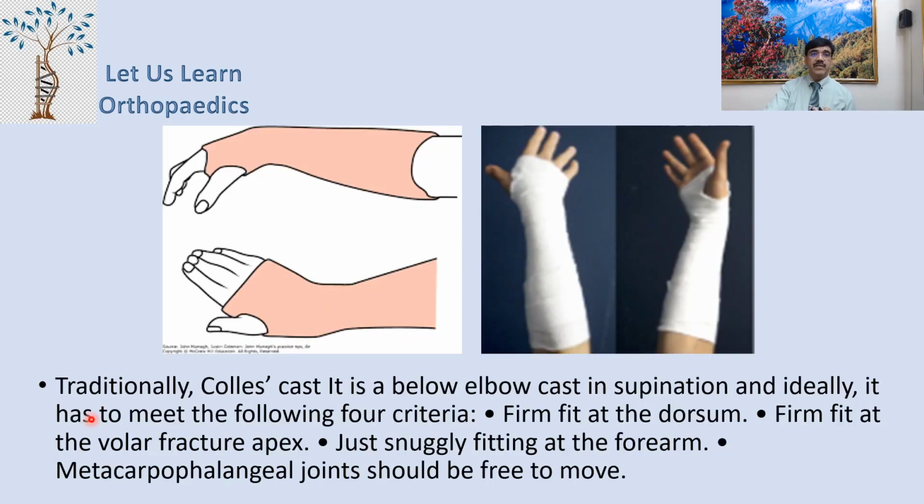Traditionally, the Colles cast is a below elbow cast given in supination, and ideally it has to meet the following 4 criteria. 1. It must have a firm fit at the dorsum. 2. It must have a firm fit at the volar fracture apex. 3. It should snugly fit at the forearm, and 4. the metacarpophalangeal joint should be free to move.